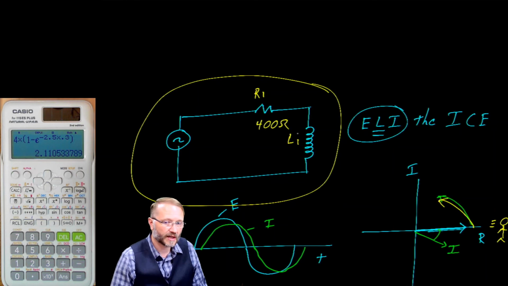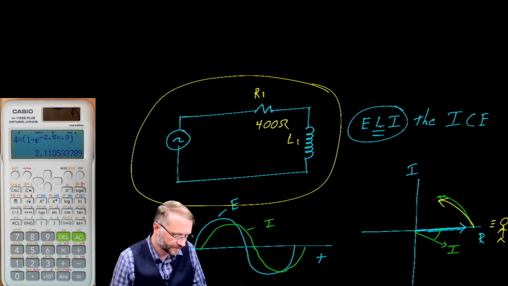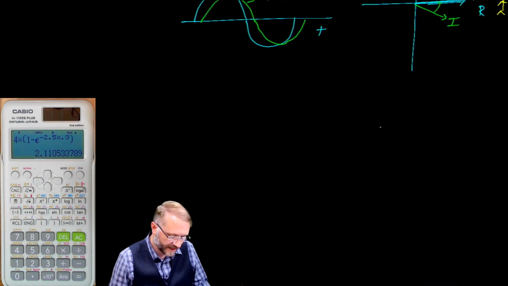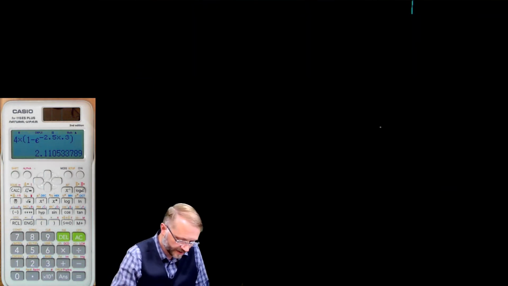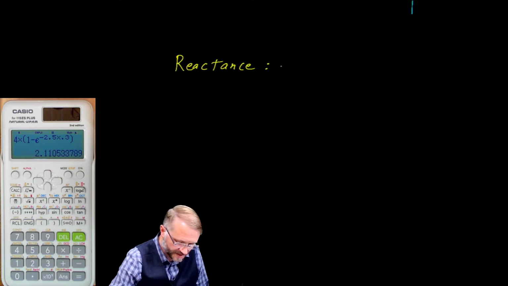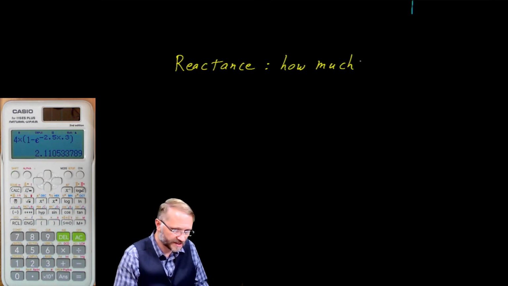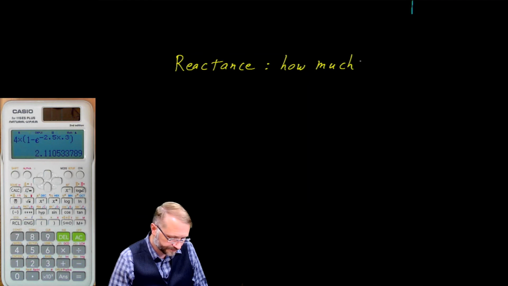Resistance doesn't account for that phase shift. It doesn't account for that delay that we mentioned. So at this point, we have to add a few new terms to our vocabulary. The first is reactance, which is a scalar. It just tells us how much. So how much resistance does a capacitor have? How much resistance does an inductor have?